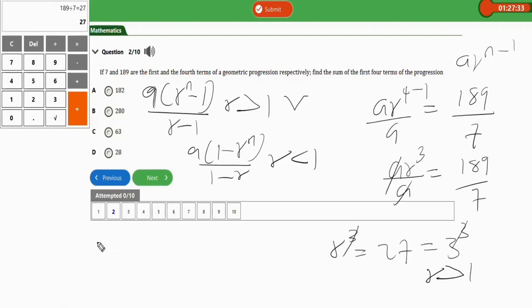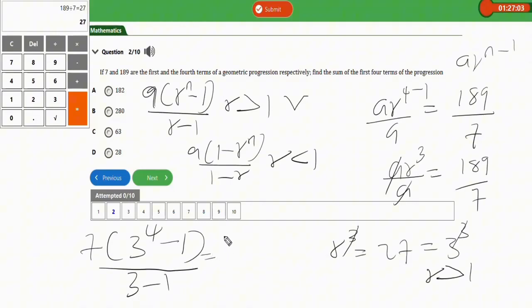So let's apply it. Our first term a is 7. In brackets we have our common ratio, which is now 3. We have to find the sum of the first 4 terms of the progression, so our n will be 4. 3 to the power 4 minus 1 over our common ratio 3 minus 1. So we begin to break this down.